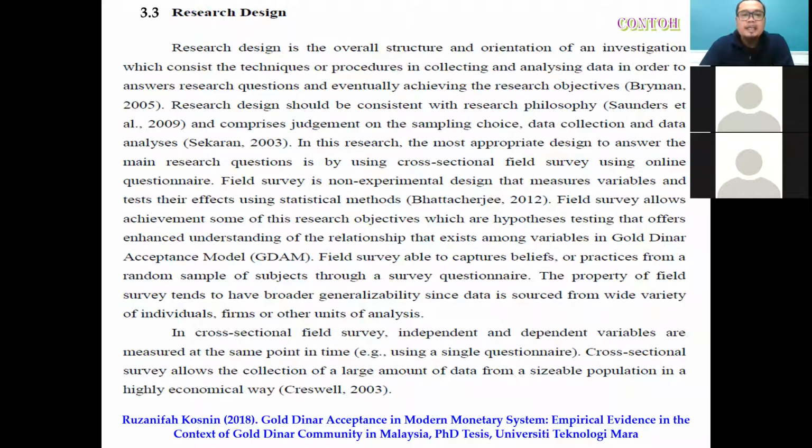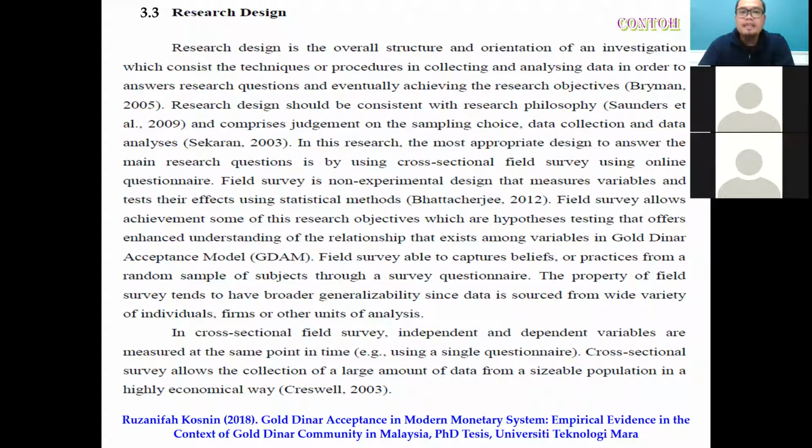Okay, in this case, they start to explain: research design is the overall structure and orientation of an investigation, which consists of the technique or procedure in collecting and analyzing data in order to answer your research question and eventually achieve the research objective. In the first line, they cite Bryman. Bryman is a methodology scholar, a very good research methodology scholar.